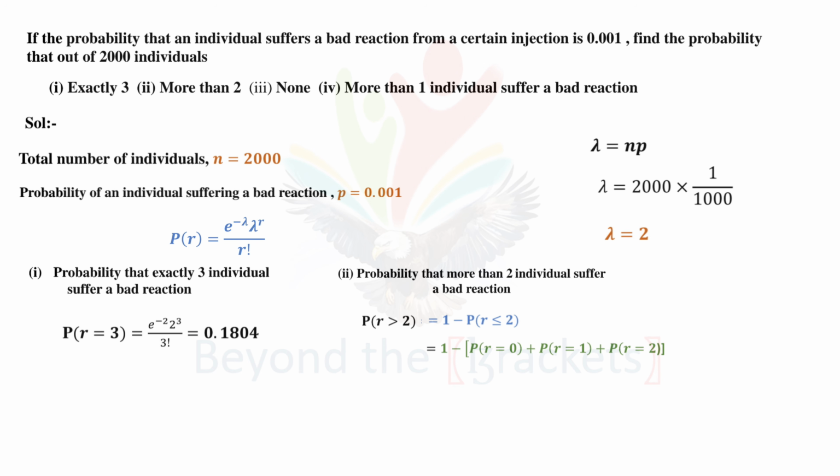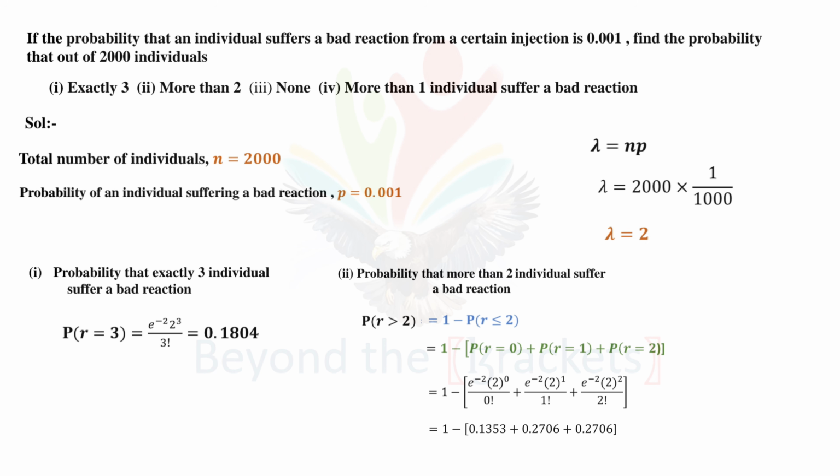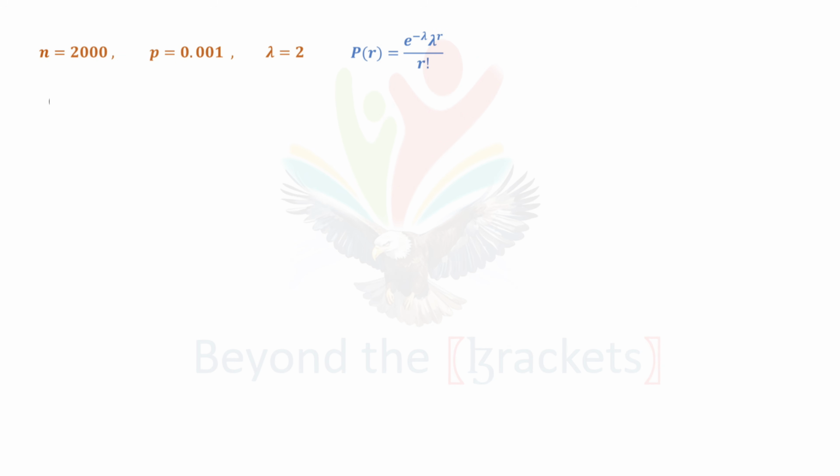Substituting these values in probability mass function, we obtain for R is equal to 0, it's e power minus 2, 2 power 0 by 0 factorial. For R is equal to 1, it's e power minus 2, 2 power 1 by 1 factorial. And for R is equal to 2, it's e power minus 2, 2 square by 2 factorial, which simplifies to 0.3235.